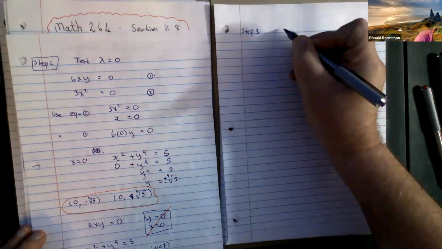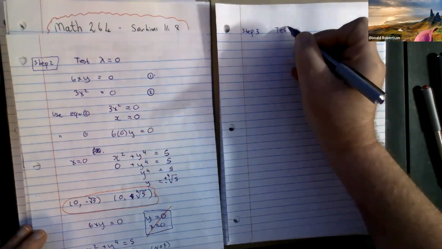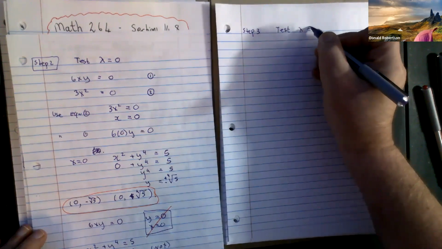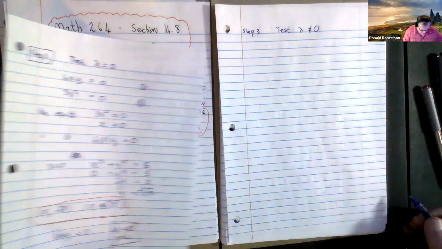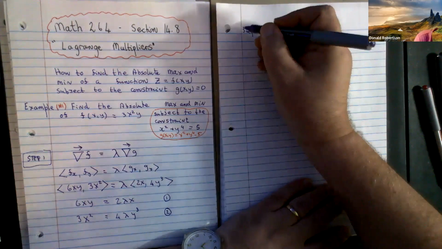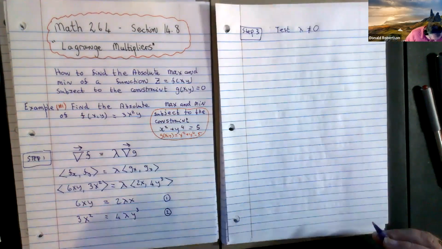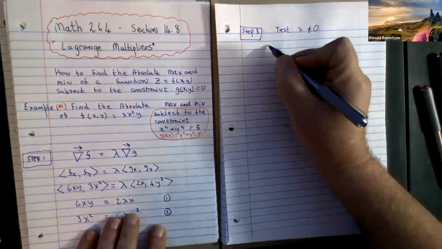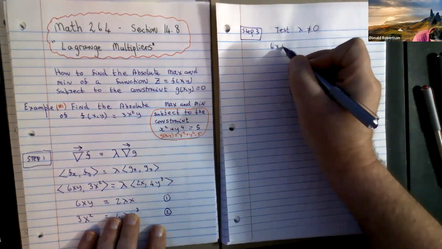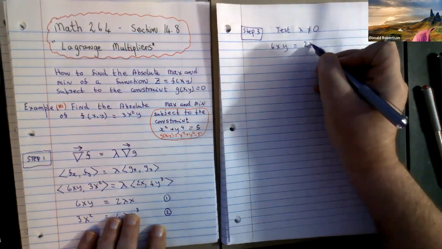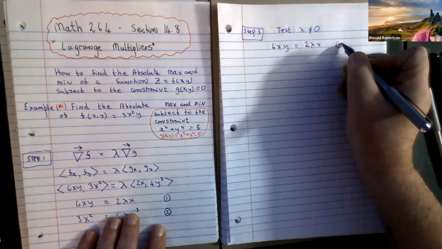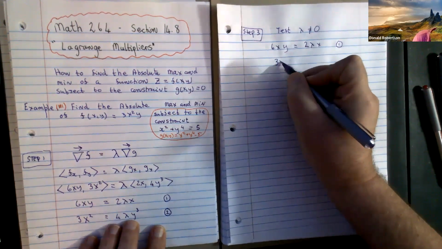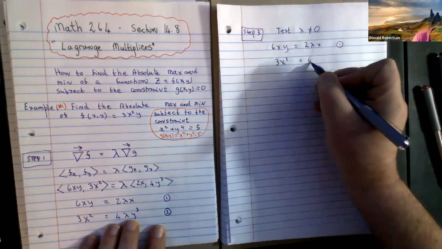Step 3 is now to test lambda not being 0. Basically, find all the other solutions. So I'll just write down my two equations again. There's equation 1. And then I'll write down my second equation.